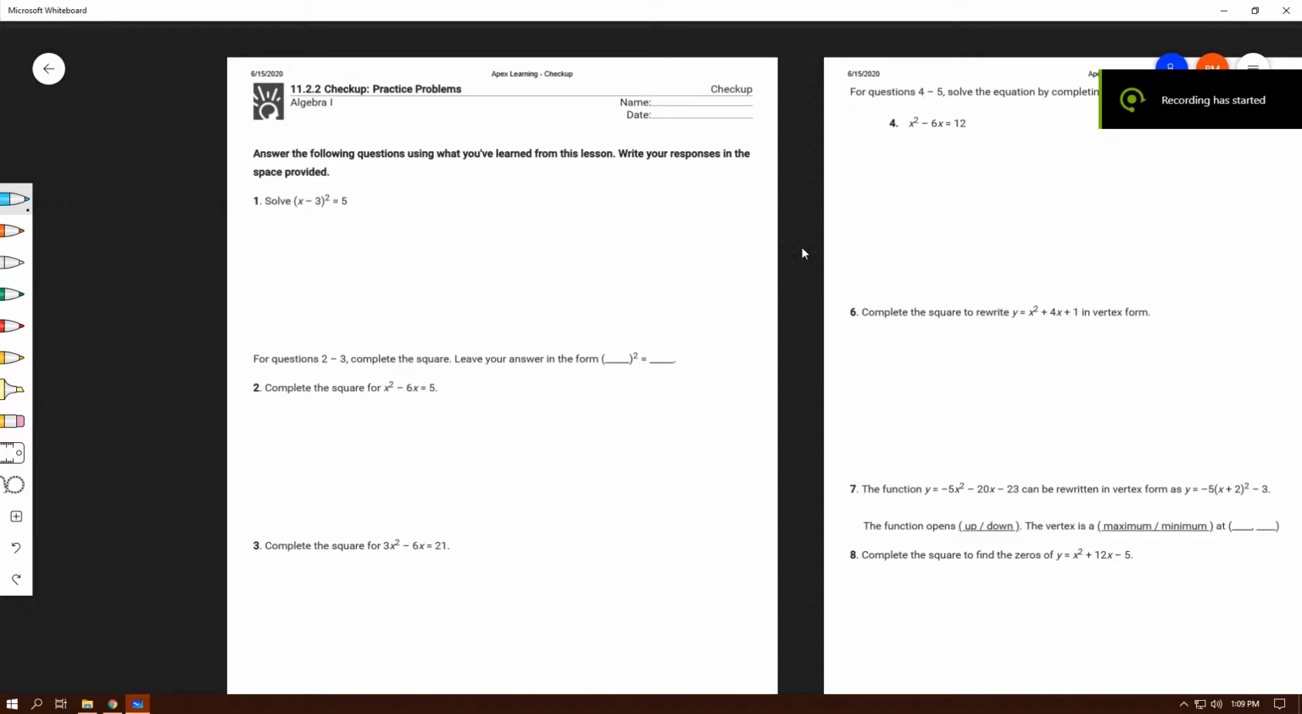Alright, we're working on 11.2.3, completing the square. We're going to jump right on into it. Question 1 is then completing the square form.